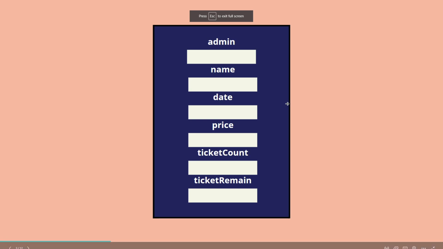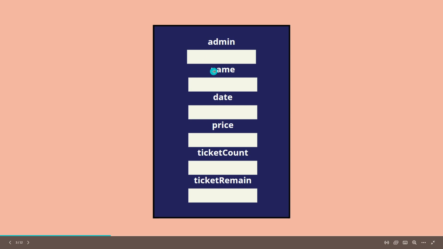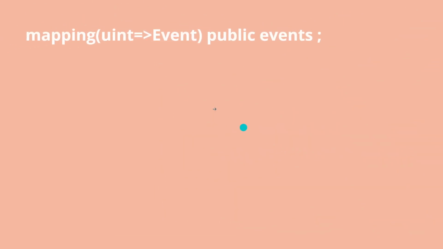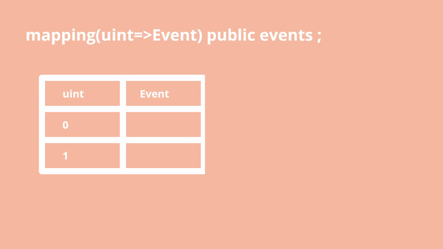Let me show you this with the help of an example. So this is our event, right? This is our event: admin, name, date, price, ticket count, and ticket remaining. Now, once we have created this events mapping, what is actually going on in the background is that we have a mapping like this, right? This is the mapping for the events.